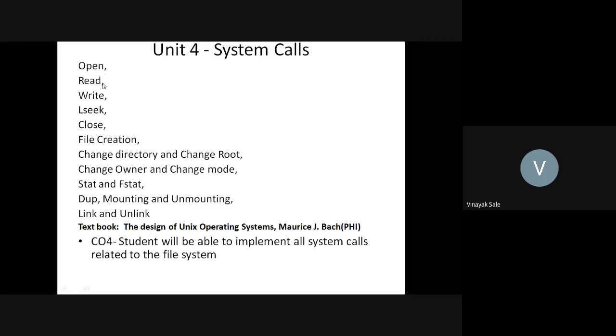So such as open file, read file, write file, close file, file creation, change directory of file, change root of that file, change owner of that file, change the mode of that file, then mount, unmount that file, link, unlink of that file. So these are the system calls regarding the file system. All these system calls are covered in a book. For this chapter, the textbook is The Design of the Unix Operating System by M. J. Bach. Then the CO: the student will be able to implement all system calls related to the file system.